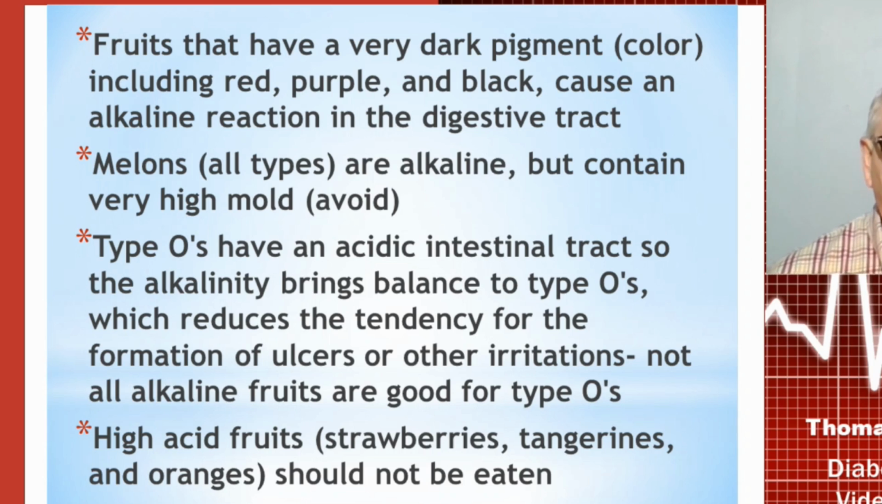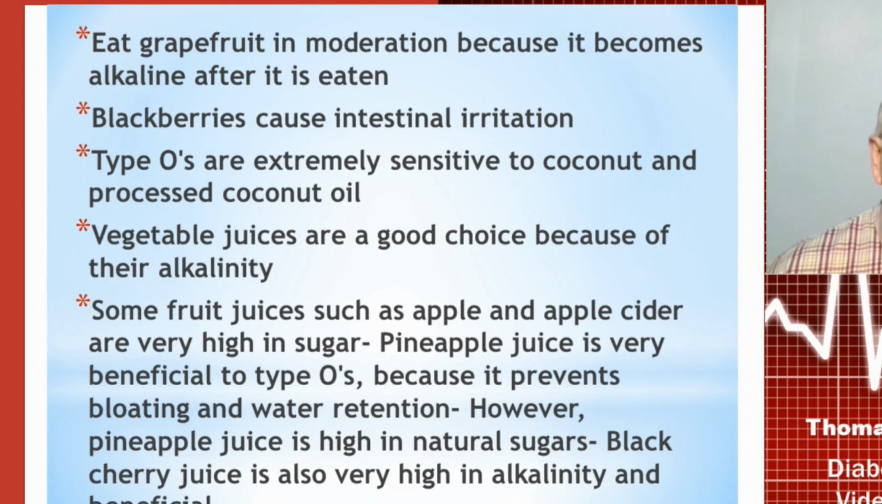Not all alkaline fruits are good for type O's. So high acid fruits like strawberries, tangerines, and oranges should not be eaten. Eat grapefruit in moderation, very sparsely, because it does become alkaline after it is eaten. Blackberries can cause intestinal irritation, and type O's are extremely sensitive to coconut and processed coconut oil. That does not necessarily include extra virgin coconut oil.